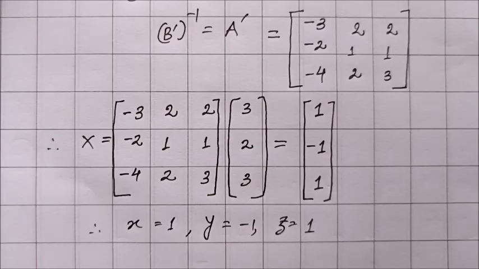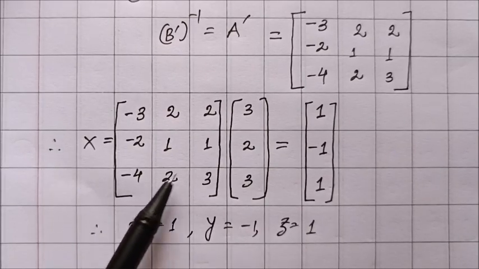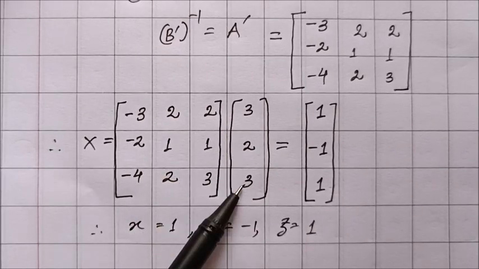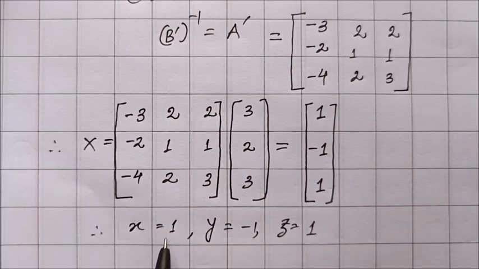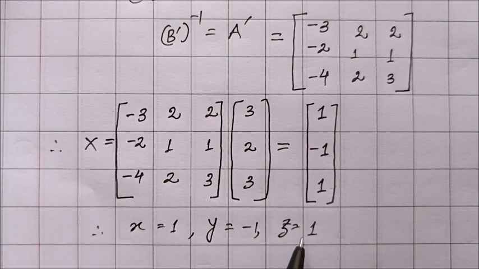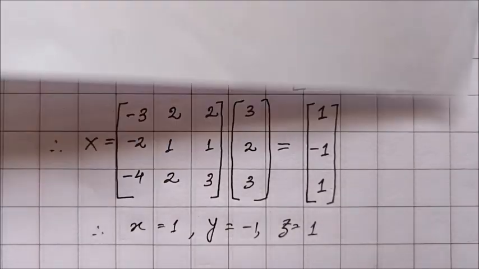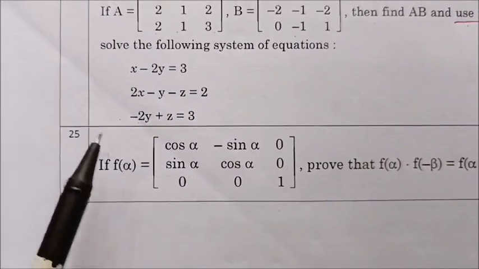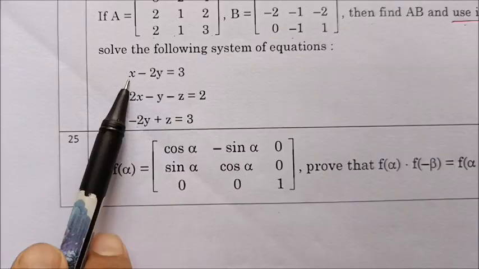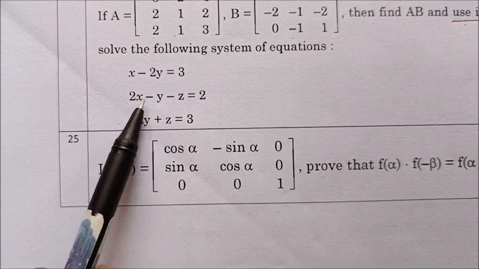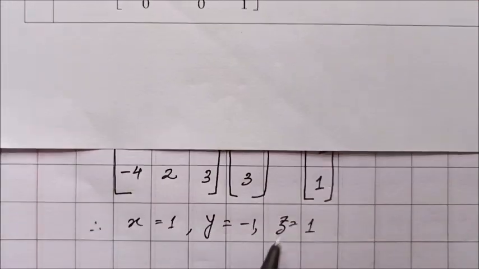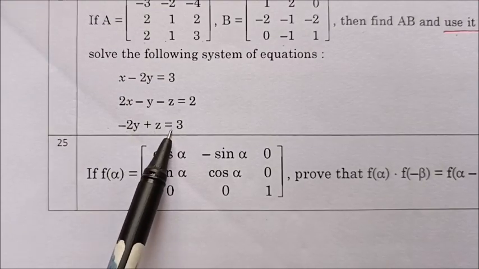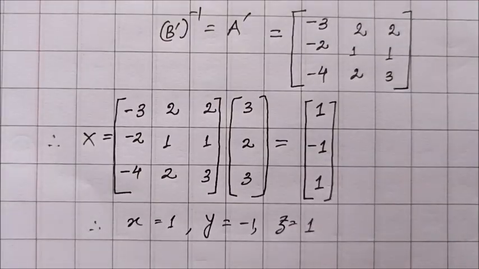So this is the solution. X equal to transpose of A into D, and after multiplication we get 1, minus 1, 1. So the value of X is 1, Y is minus 1 and Z is 1. And as I said, after getting the values, you insert them in the equations. 1 minus 1, 1 plus 2, 3, correct. 2 plus 1, 3, 3 minus 1, 2, correct. 2 minus Y equal to minus 1, so 2 plus 1, 3, yes, all the values are correct. So this is the solution of question number 24.